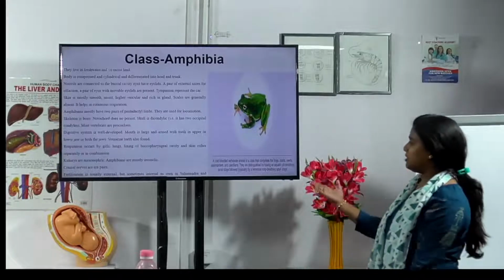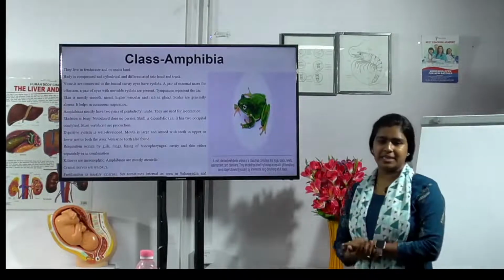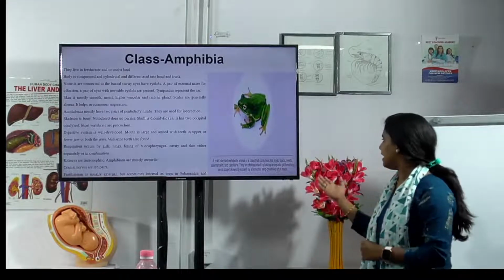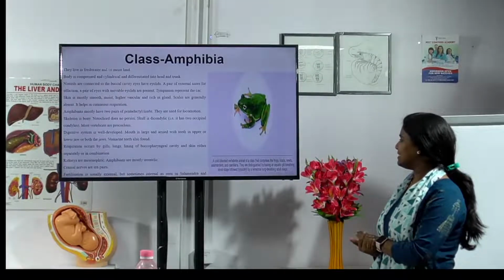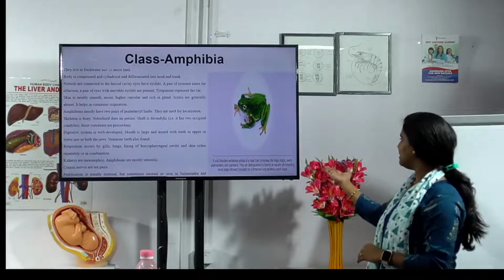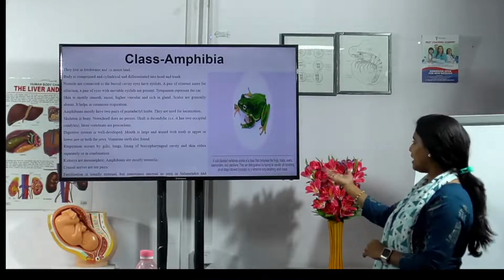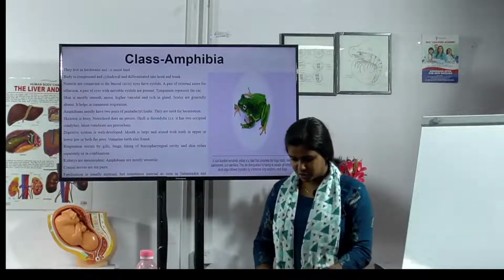Okay, and the fertilization is usually external but sometimes internal also seen. And these are cold-blooded animals. This class comprises frogs, toads, newts, salamanders and caecilians, and they are distinguished by having an aquatic gill-breathing larval stage followed by a terrestrial lung-breathing adult stage.